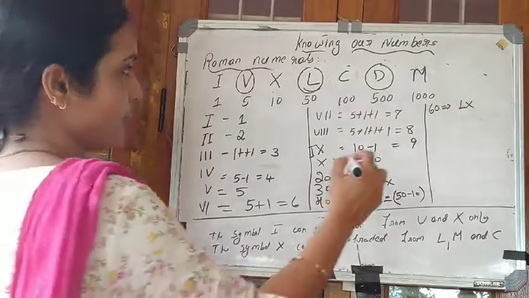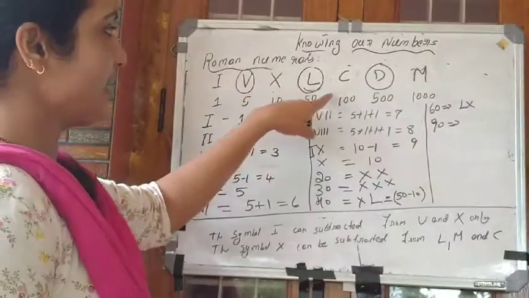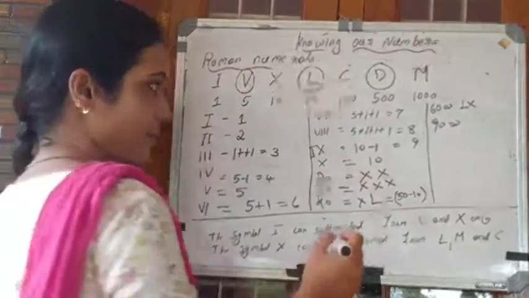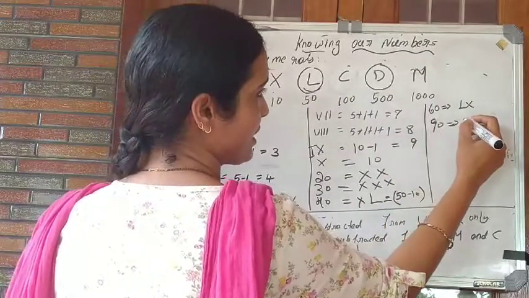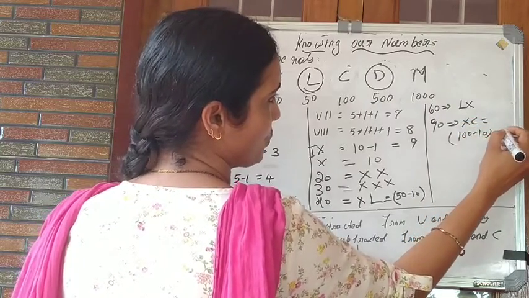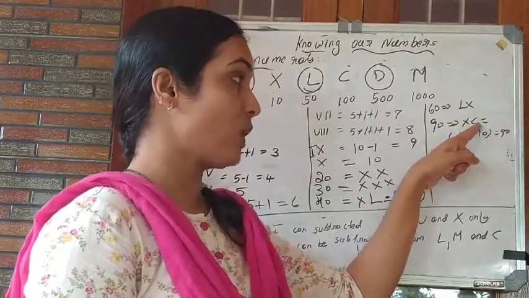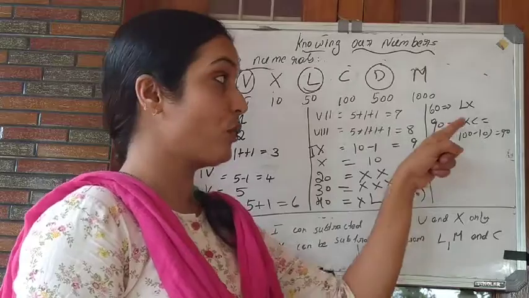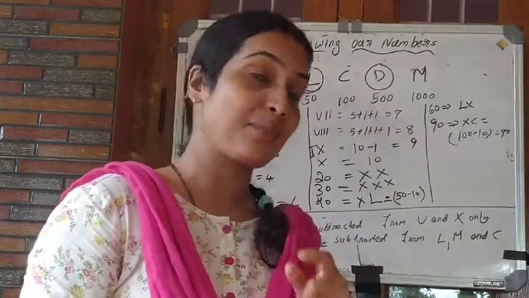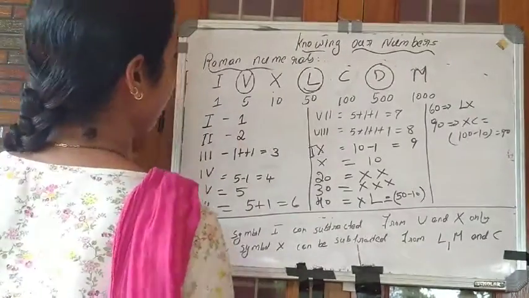So 90, how can we write? Is it possible directly? 90, then 100. So it is XC, that is 100 minus 10, equal to 90. I write X on the left side because this is the smaller value and C is the greater value. If you write the smaller value on the left side of the greater value, the meaning is subtraction. So 100 minus 10 is 90.